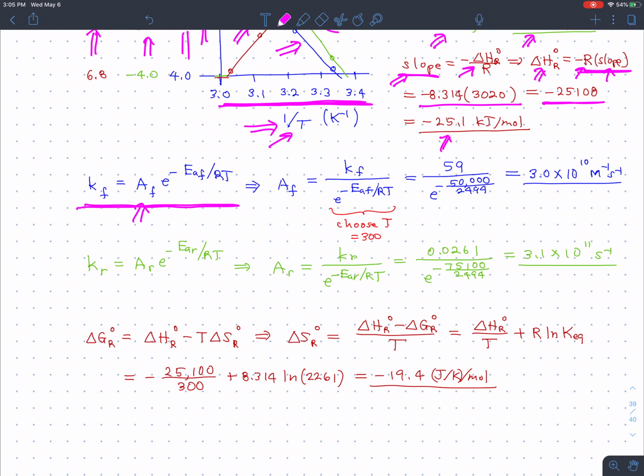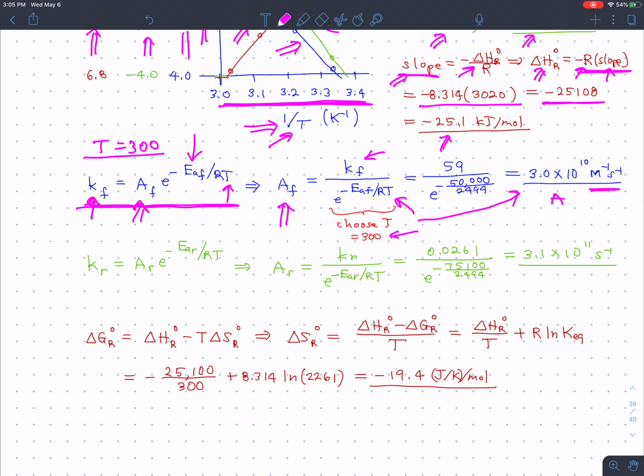But in that case, to calculate A_F, we now know the activation energy for the forward direction, so all we have to do is divide, and we know k_F at a whole bunch of different temperatures. So we pick one temperature, T equals 300 here is what I chose, where we know k_F, and we know temperature now, and then you just divide these two sides to get that the frequency factor is k_F divided by this exponential factor. Again, I chose 300 as the temperature. And then just doing the calculator work gives an A value about 3 times 10 to the 10th.